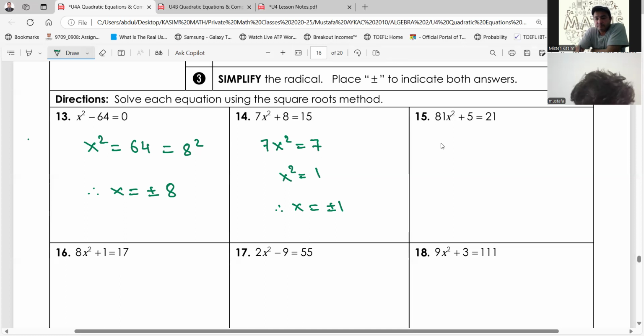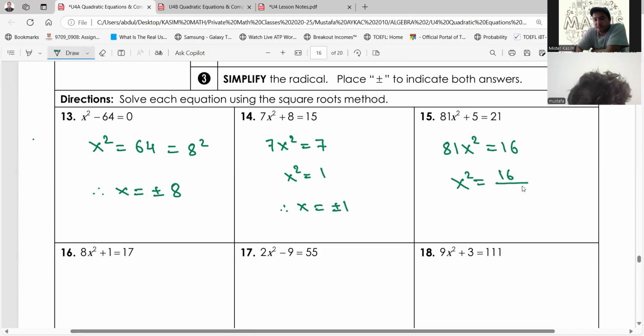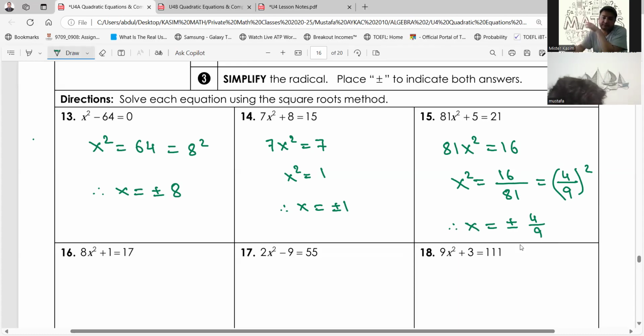Minus 5 from both sides. So 81 x squared equals 16. Next, divide both sides by 81, but it's going to be a pretty high fraction. We can simplify it: 16 over 81, right? We know that's equal to 4 over 9 squared. Okay, that's it. Now, what is x? Plus or minus 4/9, because it has two roots, right? One is positive 4 over 9. The second one is negative 4 over 9.